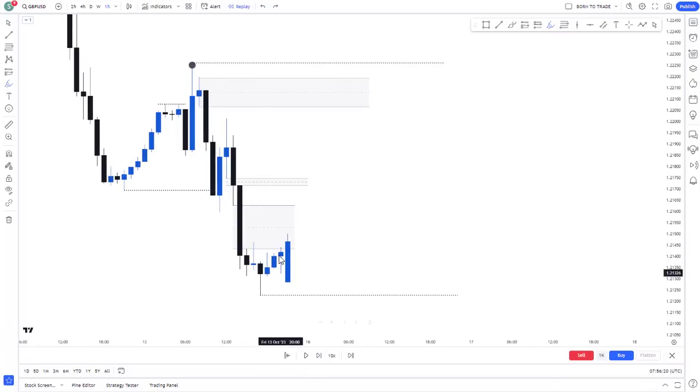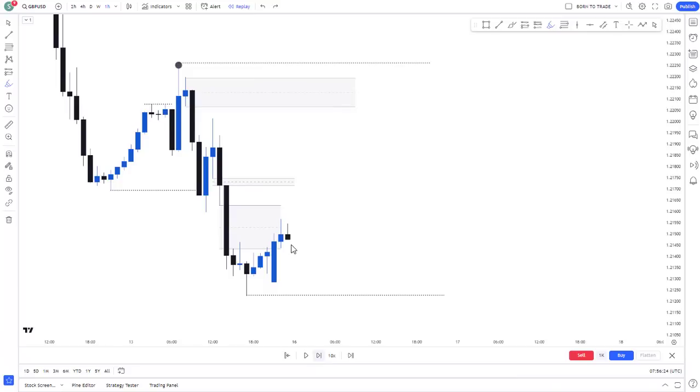Now what you see is that price pushed to the upside. You see this move to the upside. Let's continue to see how price goes now. A continuation to the upside, aggressively to the upside.